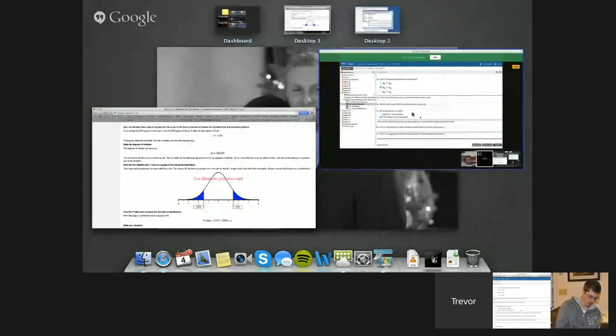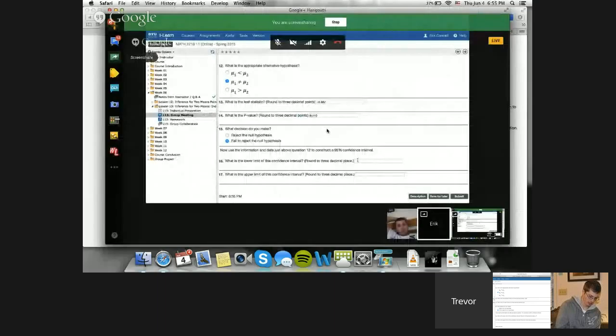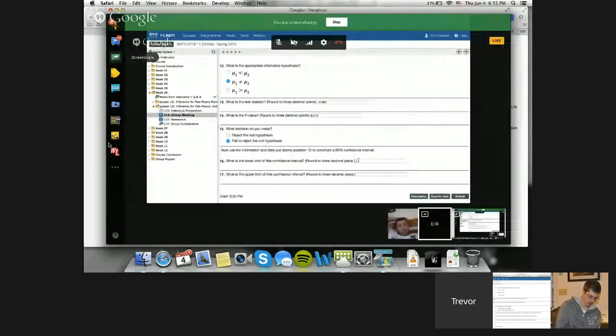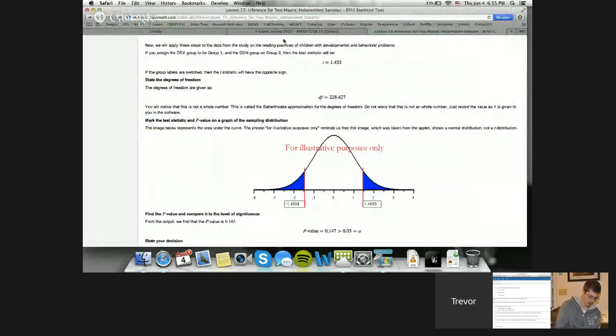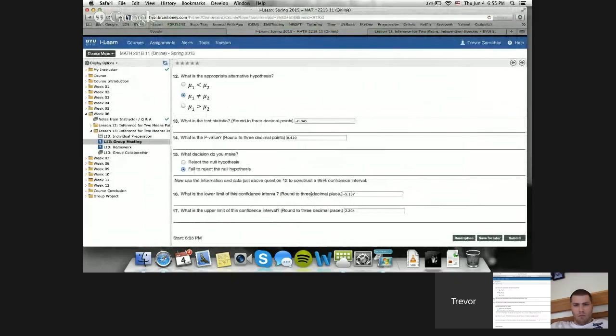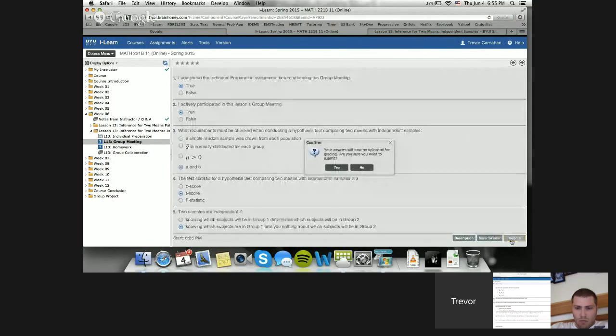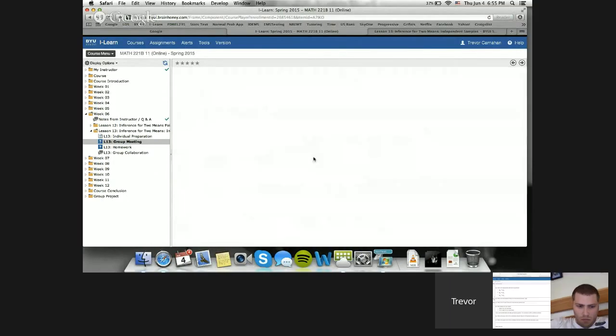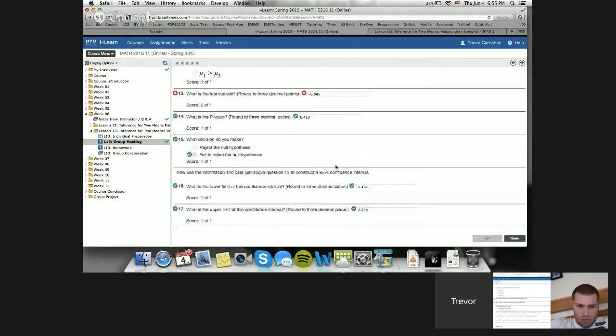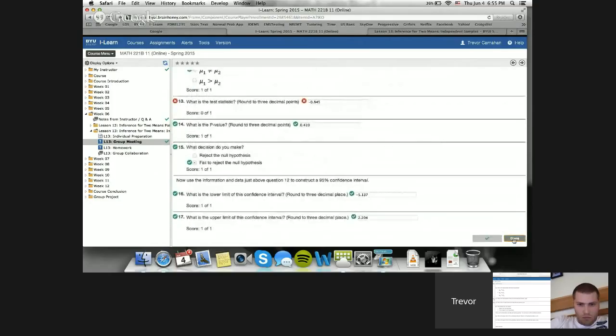Anyways, for the lower, you should get negative 5.137, and then for the upper, it's 2.204. Is that what you got too? Yeah, that's what I got. Just that one, 13.